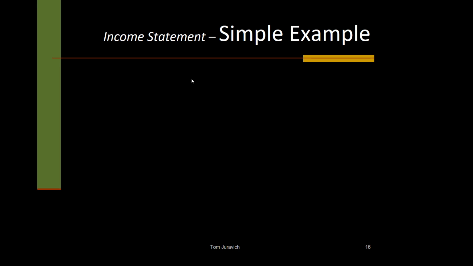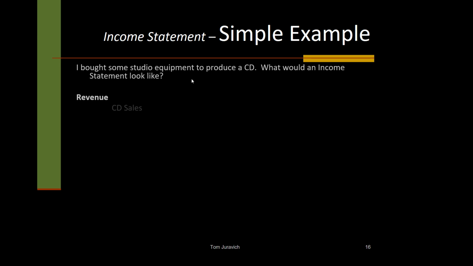Okay, let's look at a simple example. True story. I bought some equipment to produce a music CD. What would an income statement look like for my company? Well, revenue would be what I was paid for my sales of CDs. The COGS, what was directly involved in production, was the studio supplies, the studio musicians, and the manufacture of CDs, directly involved in production, which would yield the gross profit.